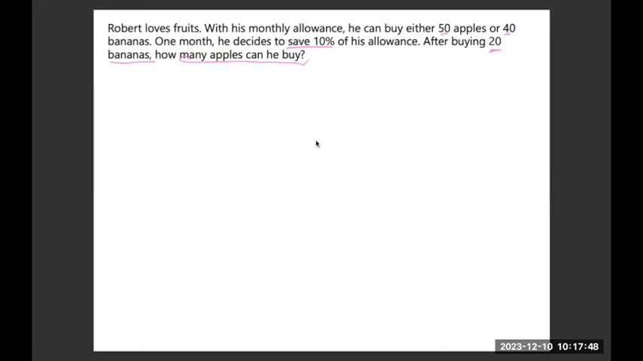Because here, money is in multiple of the number of fruits. That's why we can start with 200 also, or 500 also. We can start with the total monthly allowance that he has in the beginning to be 100, 200, 500, anything, because everything is in multiple of the price of one fruit. So to make your life easier, start with an assumption that this person has 100 rupees as total monthly allowance.